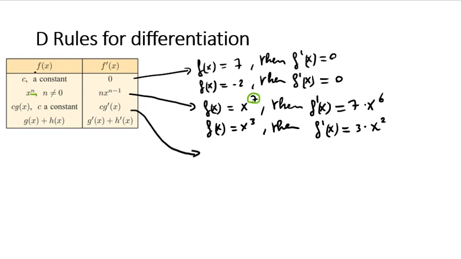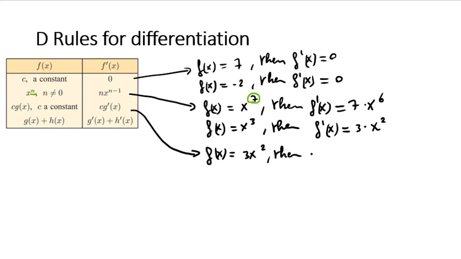So here, when f of x is equal to c, which is a constant, times a function g of x, then we can say that the derivative of that f of x is equal to the same constant c times the derivative of g of x. Okay, let's take an example. So for example, f of x is equal to 3x to the power of 2.